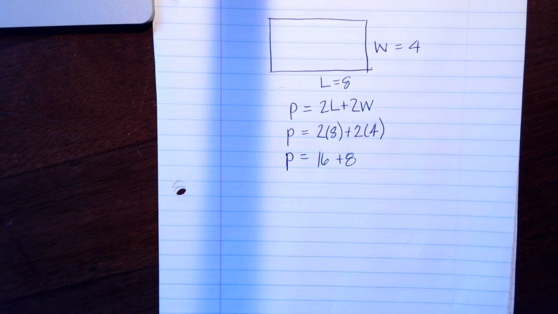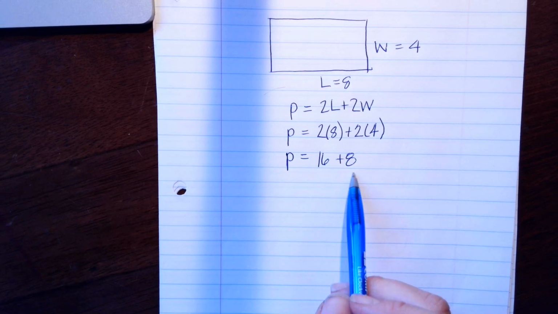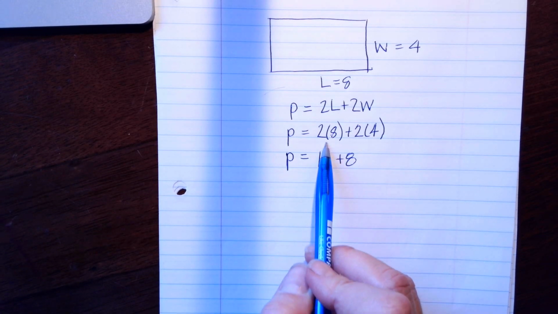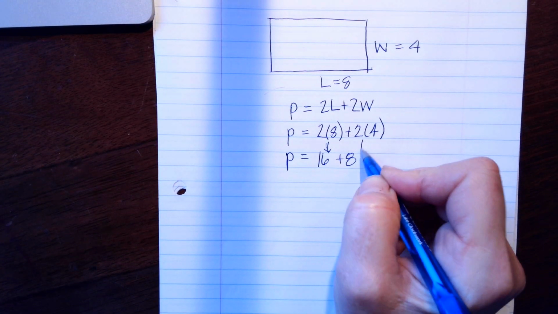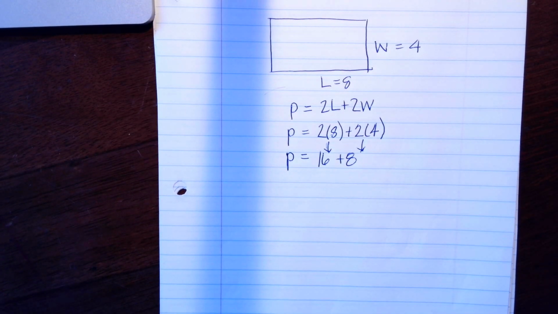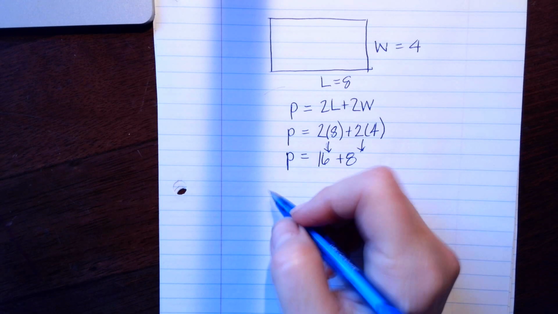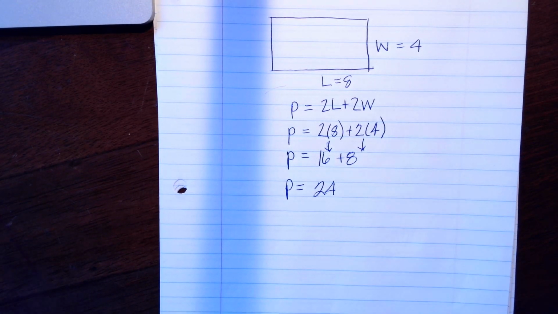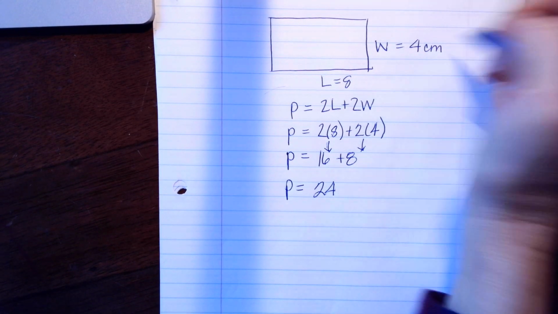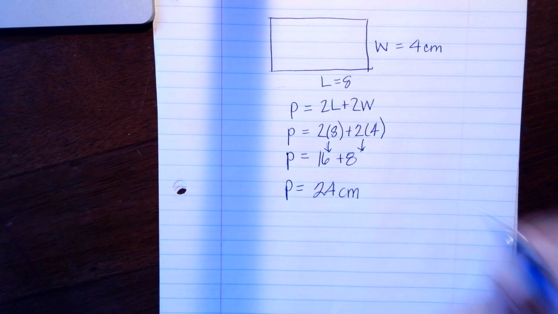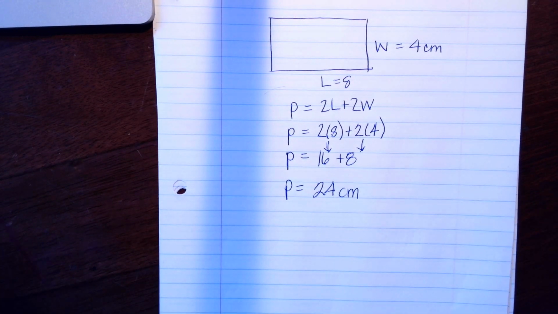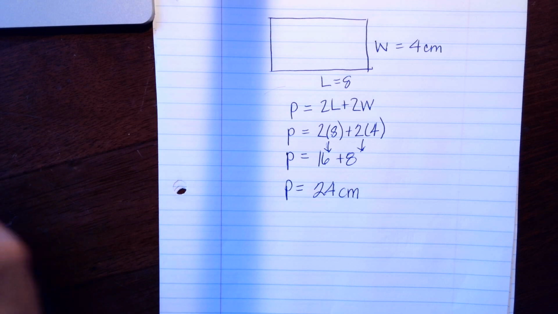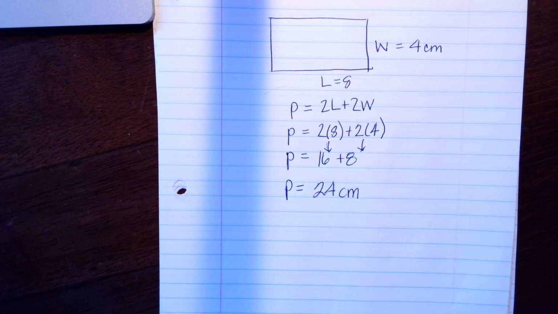Do you see how I didn't solve it and just write the answer? I actually just put what 2 times 8 is here, and then I put what 2 times 4 is here. So you're going to do it just like this. And now on this step, you're going to write what the answer is. And say this was in centimeters, then you're going to write centimeters. So that is perimeter. That's how you do it each time.